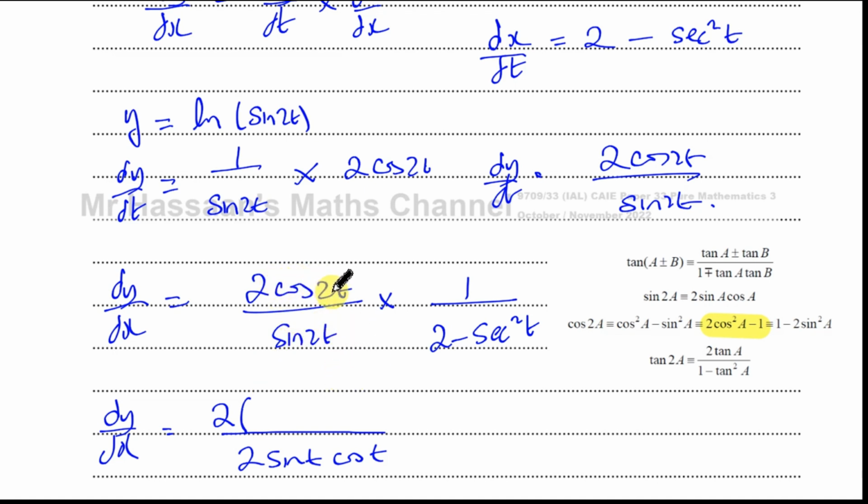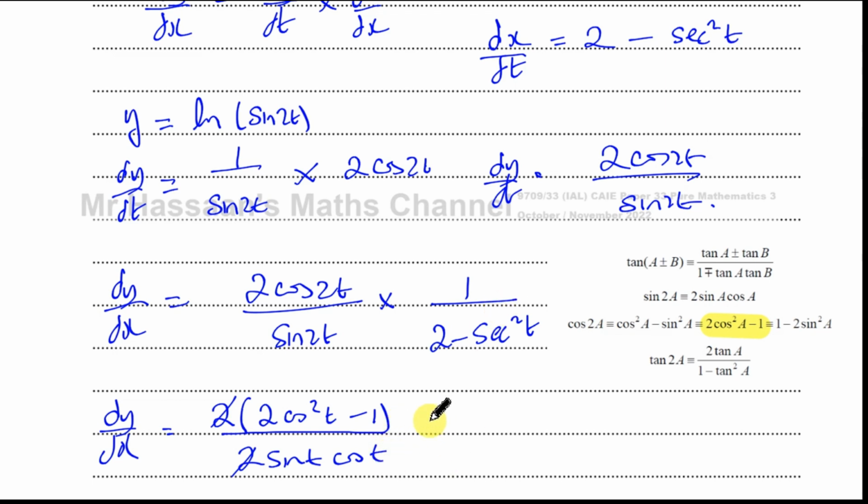So 2 cosine 2t, that's going to be 2 times, and we know cosine of 2t is 2 cosine squared t minus 1. So you have 2 times 2 cosine squared t minus 1. This 2 can cancel with this 2 here. All right, so I'll change the cosine 2t into 2 cosine squared t minus 1. It's changed from double to single. This is changed from double to single because we want it in the end to become cotangent of t.